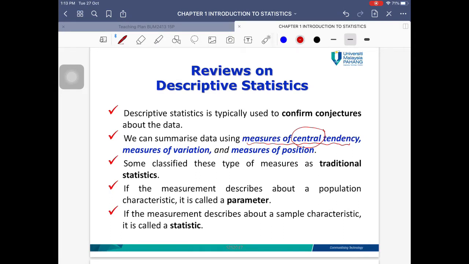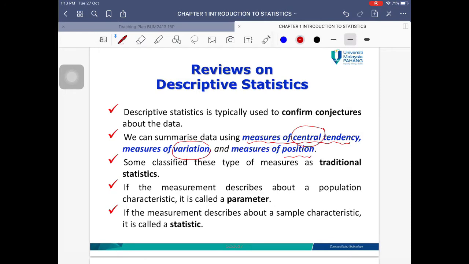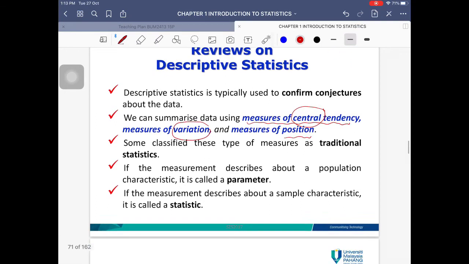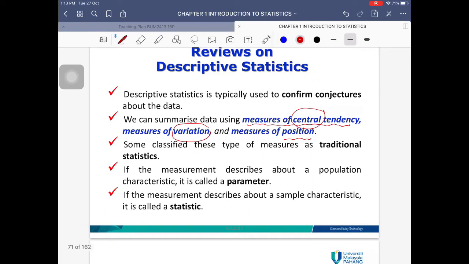And we can either use measures of central tendency, where we're going to measure the center of the data itself. We're going to have a look at measures of variation, which is how varied your data are. And then we're going to have a look at measures of position. So if we were to divide your data into two categories, is it going to be in the lower category or in the upper category and so on? That is measures of position: where does it stand among all those data?